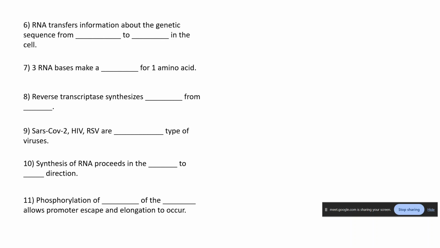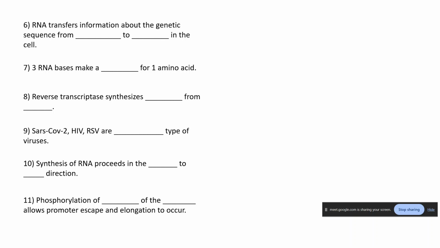Right. So that's another question. Phosphorylation of what region of this enzyme that's important for transcription allows promoter escape and elongation to occur? CTD of the RNA polymerase. That's exactly correct. That's very good.